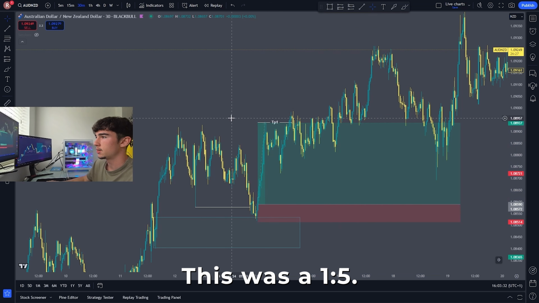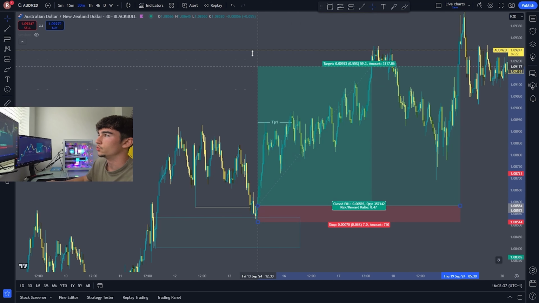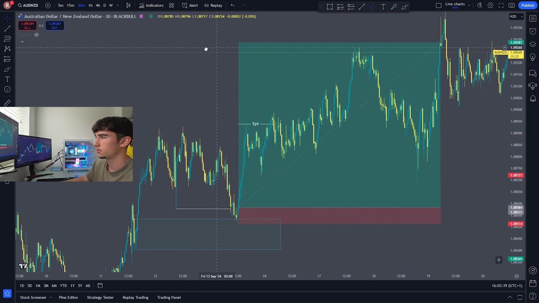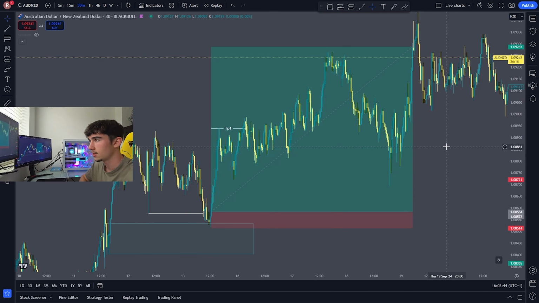This was a 1 to 5, if I put my entry correctly, 1 to 5. And then overall was the 1 to 10. So very clean trade and nice 7.5% profit.